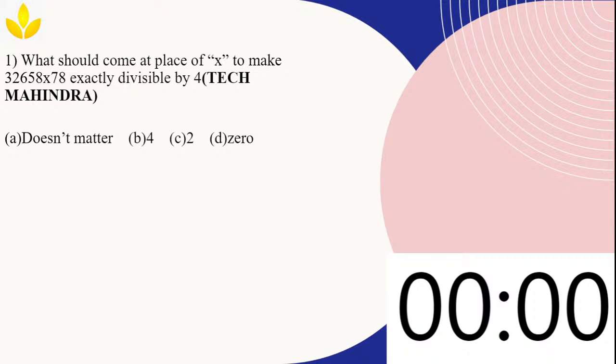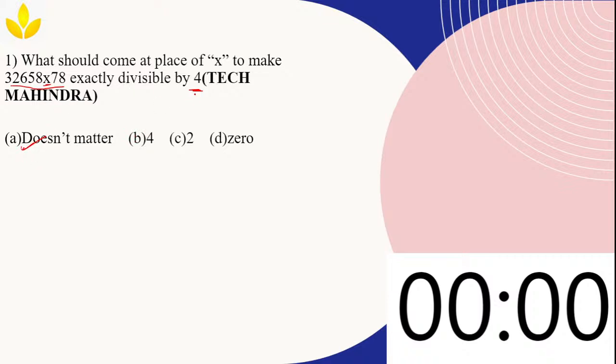Okay. Well, let me help you to solve this question. What is the question? What should come at the place of x? Where is x? Here. To make this whole number which is given here exactly divisible by 4, right? Yes, guys. Aishwarya is saying the answer is 1. Good, Aishwarya. Yes, the answer option is A. So let me explain how the option is A.